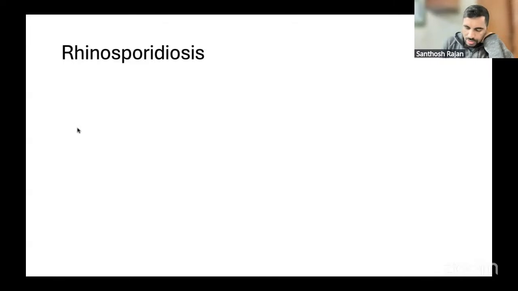So clinical features: in the nasal cavity, you have what? You'll have multiple polypoid masses. This is usually called a strawberry nose. They call it strawberry or cranberry, any berry, okay? Mulberry, whatever it is. The strawberry nose will have a typical look. Inside the nose, you will see the polypoid mass looking like this, okay?